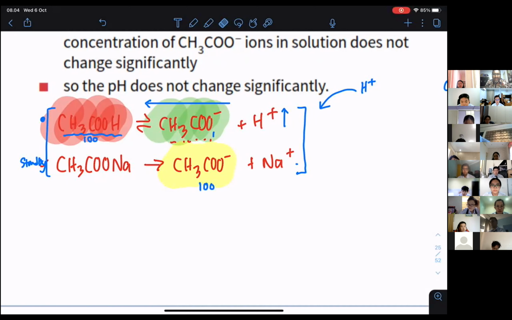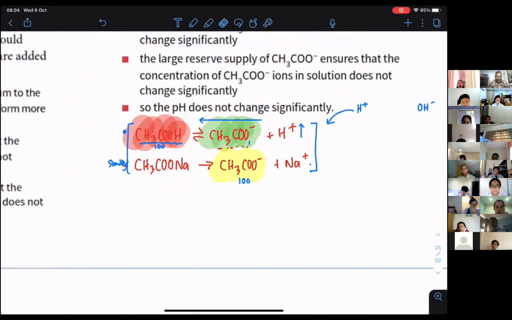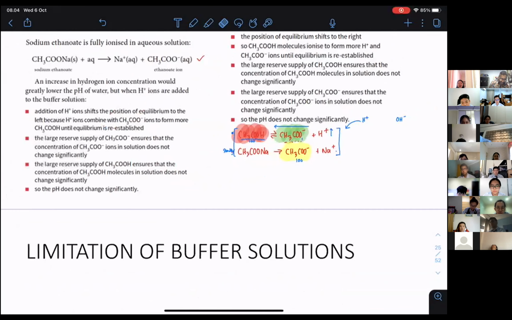So even though there is going to be a decrease of something, and an increase of something, the presence of the acid and the presence of the salt will make the decrease and increase not significant. So that is how buffer works. And you can read it yourself. Whatever I mentioned about the apples is all written over here.